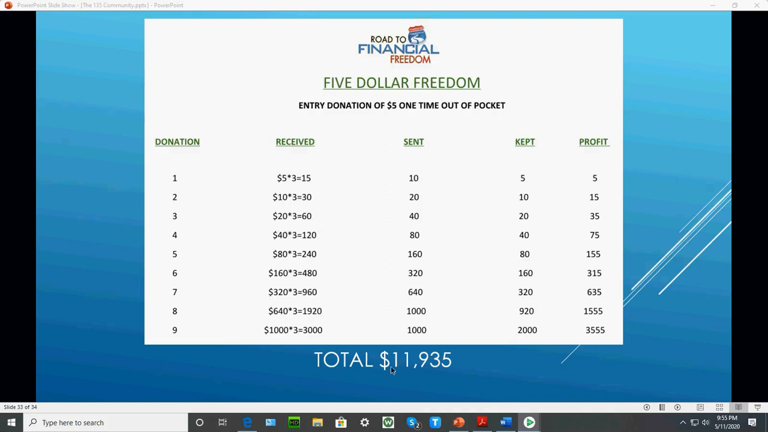Because the mission is to get rid of debt and to wipe out poverty. That's the mission. And if we can adhere to that and stay focused on that and stay as disciplined as we can to the process, there's no reason why this can't happen to us.